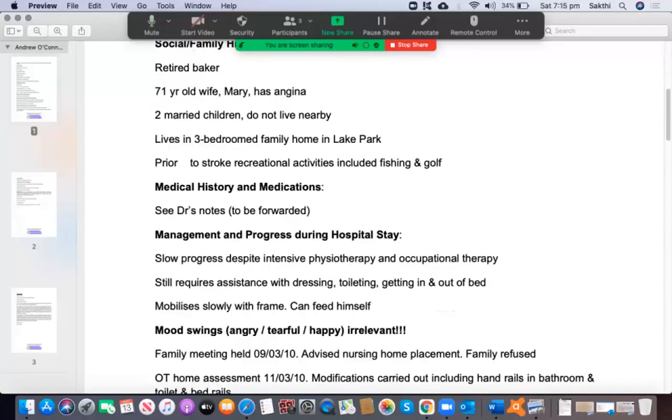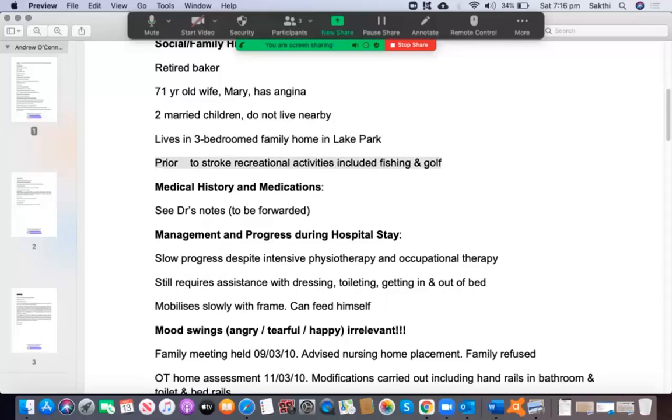Did you include this one in your letter? No, sir. Okay, because they don't have any other support, so you need to mention that. The two married children do not live nearby or something like that. They live in a three bedroom family home in Lake Park. That's okay. Prior to stroke, recreational activities included fishing and golf.